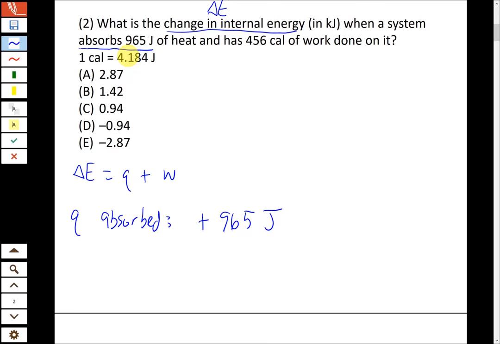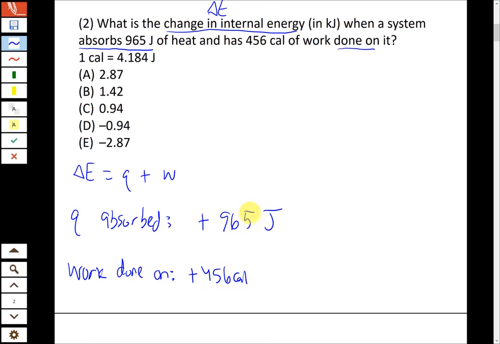And then the other one is the work, which is W. And here we say work is done on the system. So does that make it positive or negative? So the two options are done by the system, done on the system. If it's done on the system, that's going to be giving energy to the system, so that would be a positive contribution to the overall delta E. So when work is done on the system, it's going to be positive, and here it's given as 456 calories.